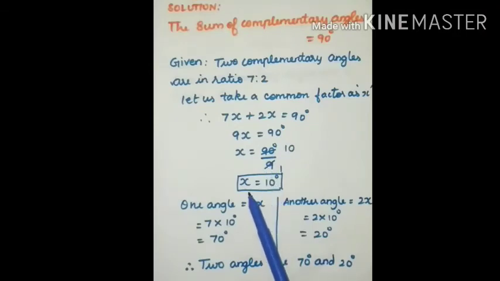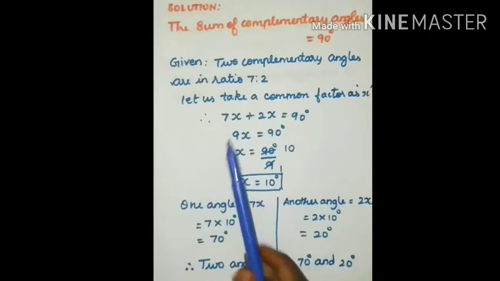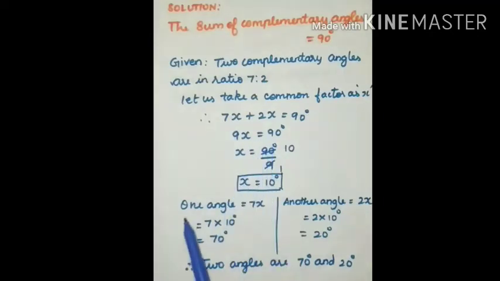Let's substitute the value x in 7x and 2x. One angle is 7x, another angle is 2x. 7 into x, that is 7 into 10 degree, is 70 degree. 2 into x, that is 2 into 10 degree, equal to 20 degree. Therefore, the two angles are 70 degree and 20 degree.